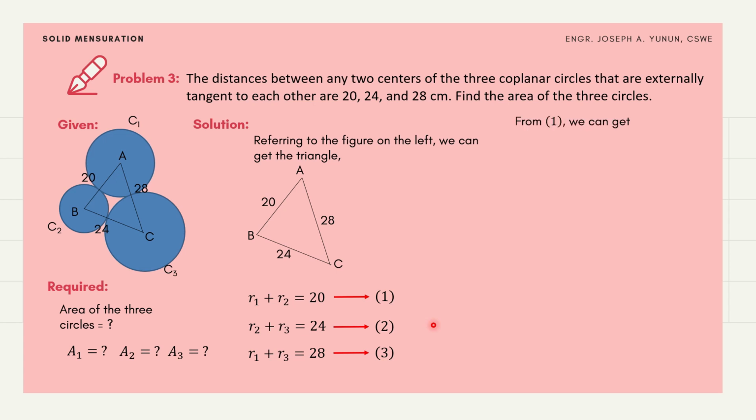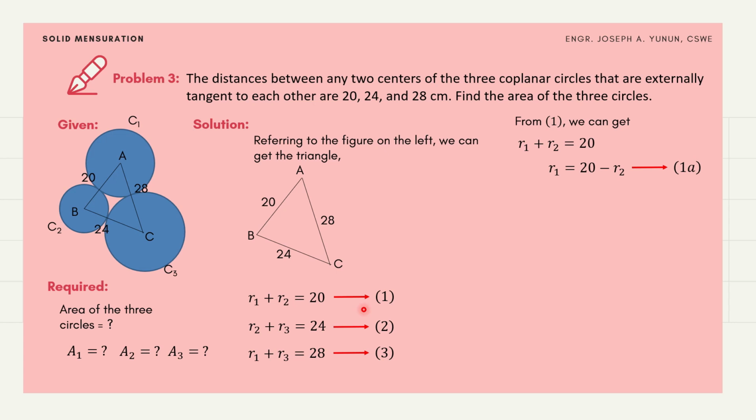Then from equation 1, we can solve for, let's say, R1. Solving for R1, you subtract both sides by R2. So you get R1 equals 20 minus R2, and this gives us equation 1a, which came from equation 1.